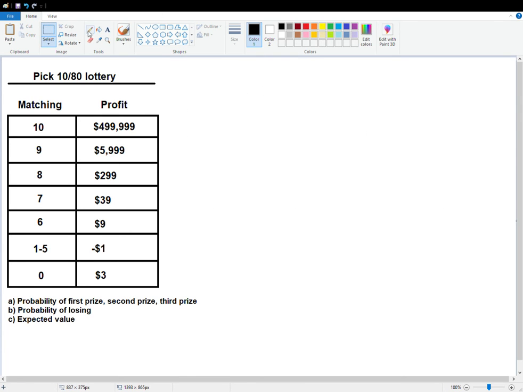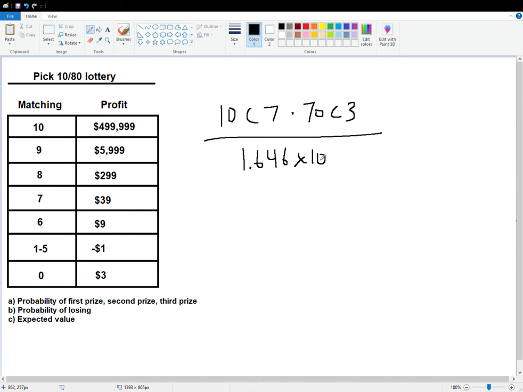So let's do that, and we're going to do the same procedure as before, where we start with 10 winning numbers. We're choosing 7 now. We're going to multiply by 70 losing numbers, and we're choosing 3 to make 10 numbers that we have, and divide this by 1.646 times 10 to the 12th, and multiplying the top part out, we're going to get 6,568,800.